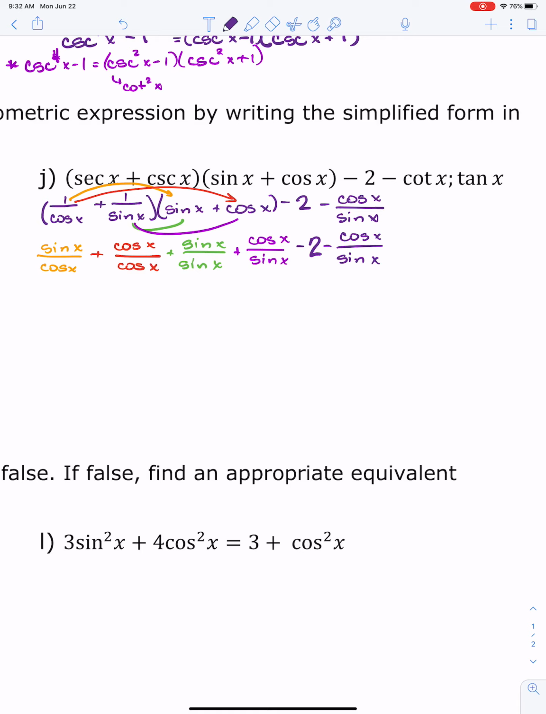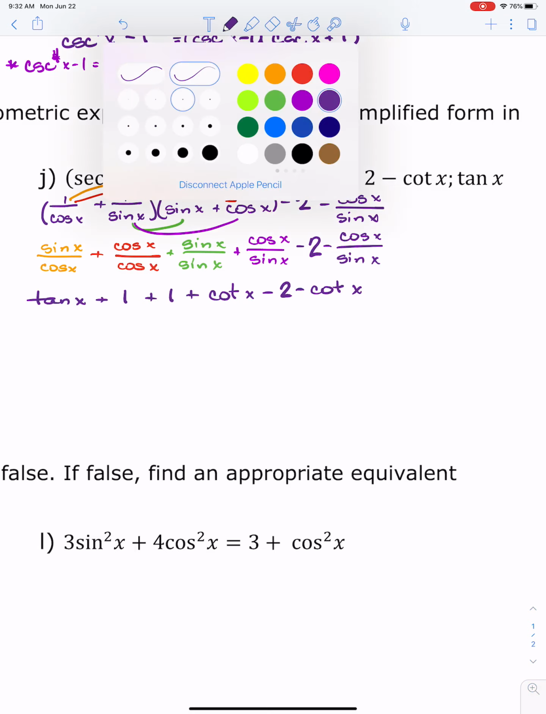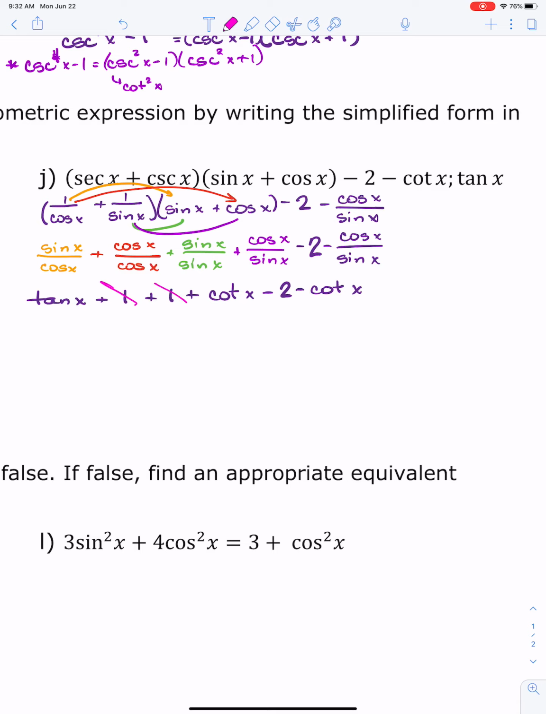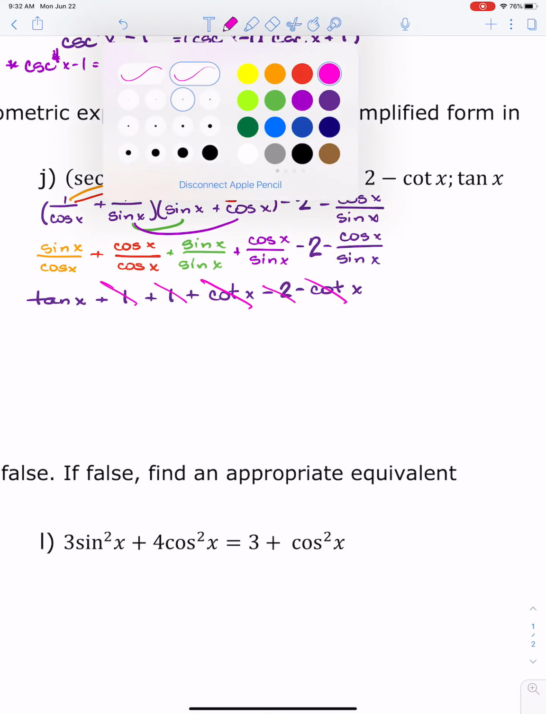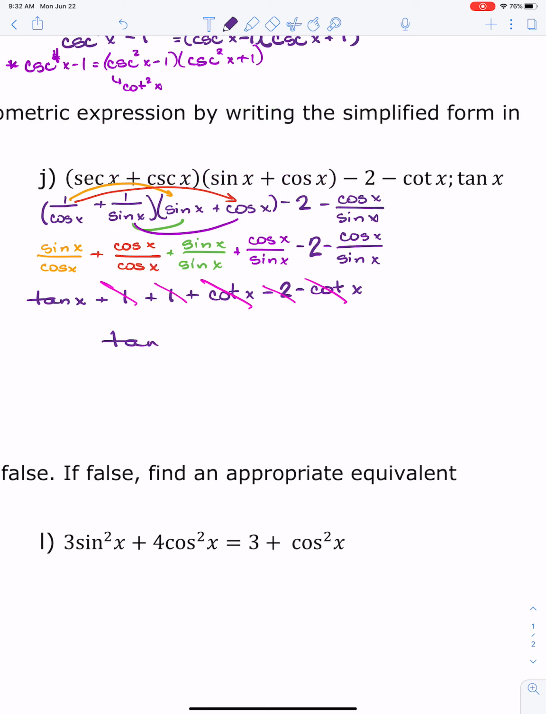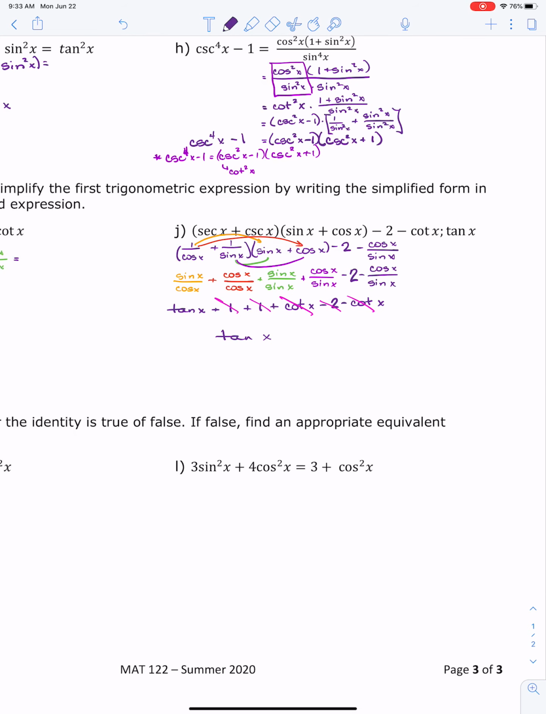So I get sine x over cosine x, that's tangent, plus 1 plus 1 plus cosine x over sine x is cotangent of x. Minus 2 minus another cotangent x. And so I got plus 1, that's 2, minus 2. Those cancel out. I get cotangent minus cotangent. And so we are left with tangent of x. So that entire expression simplifies into the tangent of x. And we can see how that might be incredibly useful at some point.